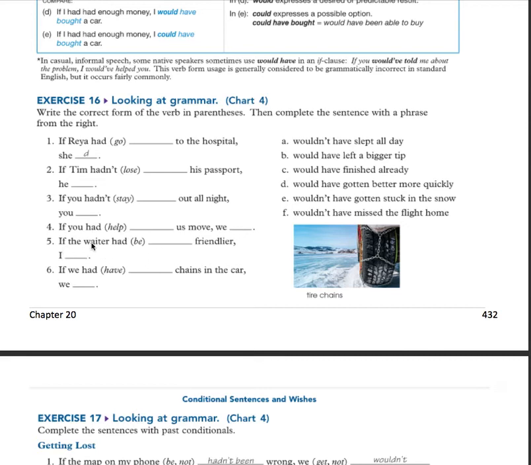Number 5. If the waiter had, what's the past participle of be? Been friendlier, I, letter B, would have left a bigger tip. Number 6. If we had, what's the past participle of have? Had. If we had chains in the car, just like in the picture, we, letter E, wouldn't have gotten stuck in the snow. Because you use chains for the snow. Wouldn't have gotten stuck in the snow. Letter E.